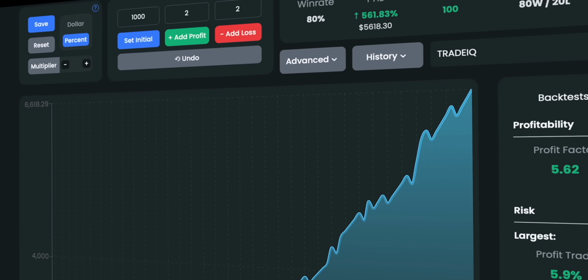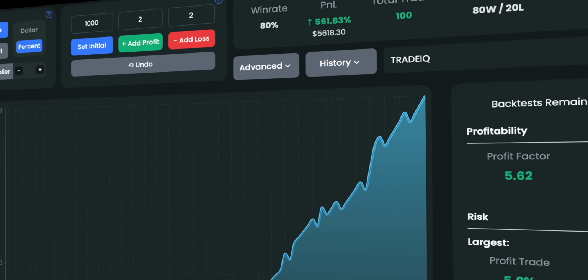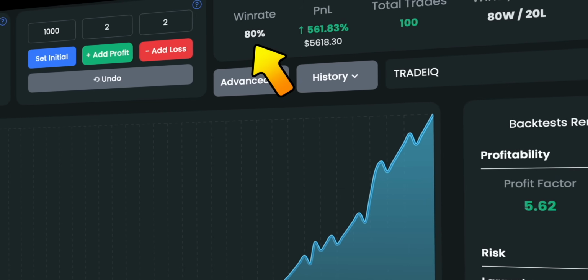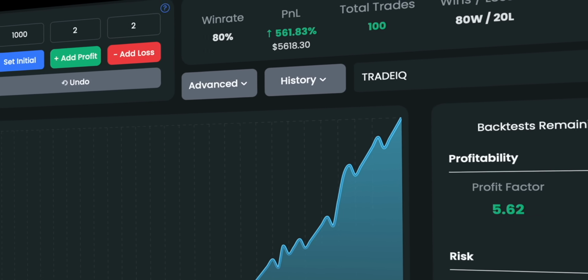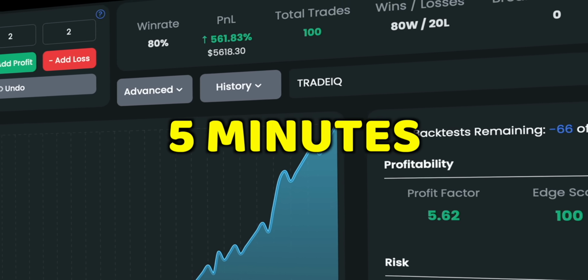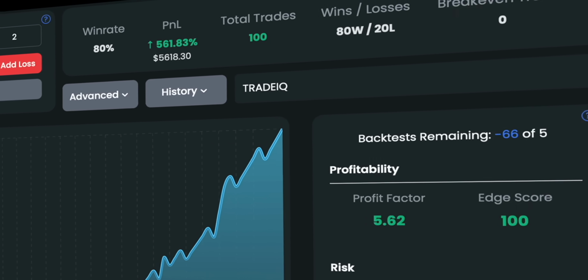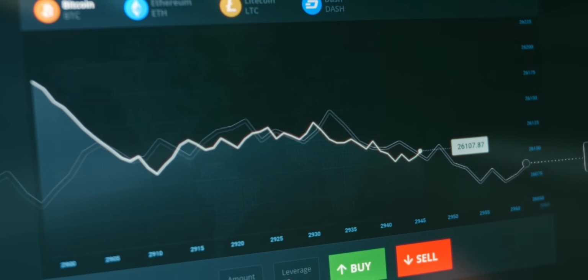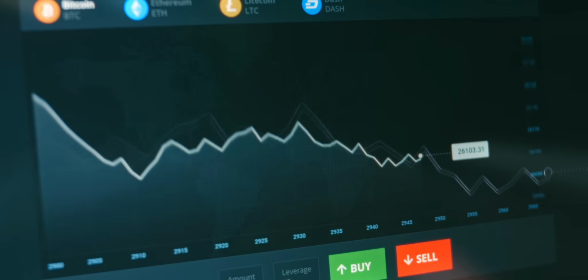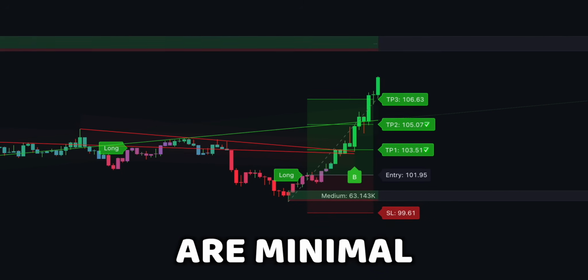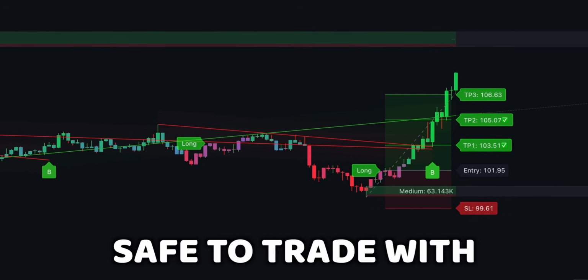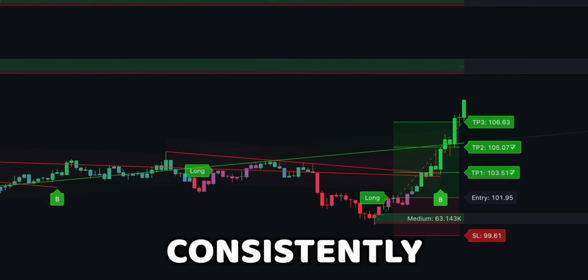I've done a backtesting on the Solana 5-minute time frame, and the results were shockingly good. The strategy wins 8 times out of 10, even in short time frames like 5 minutes. I can only imagine what it can do in longer time frames where market manipulations are less frequent. The strategy's drawbacks are minimal, which confirms that it is safe to trade with and profit consistently.